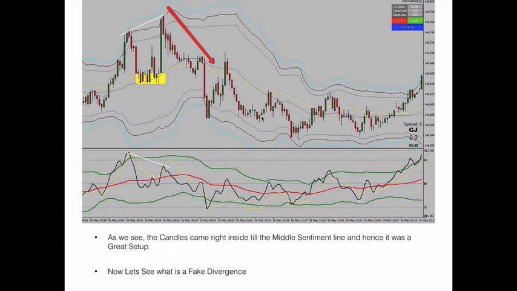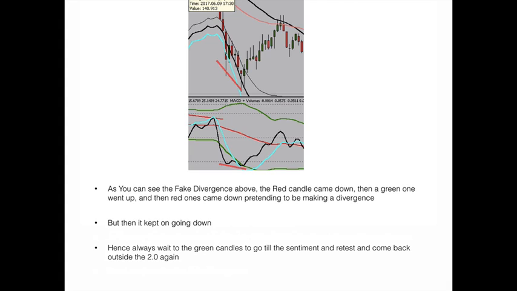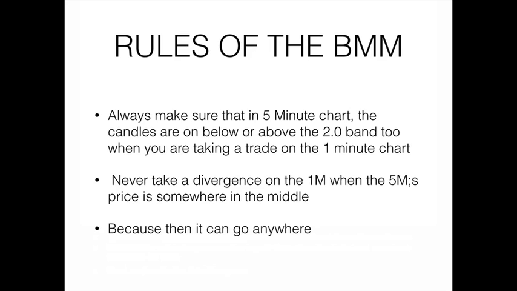Let's say the price is here in the middle near the sentiment line on the 5 minute chart, and you are looking at a divergence on the 1 minute chart. Then don't trade it, because the price from here, from the middle, can go anywhere. If the price on the 5 minute chart is somewhere here, only then trade. So that is one rule you need to pay really close attention to.